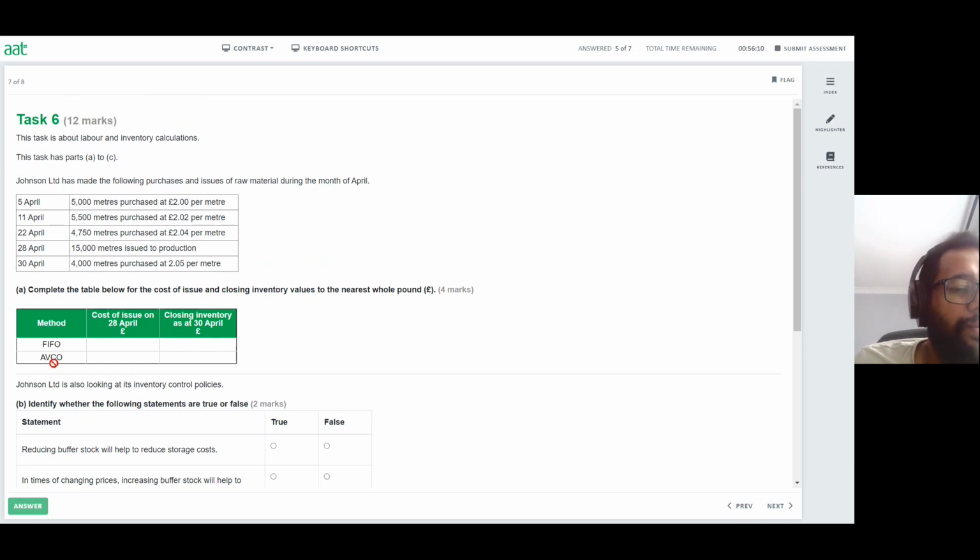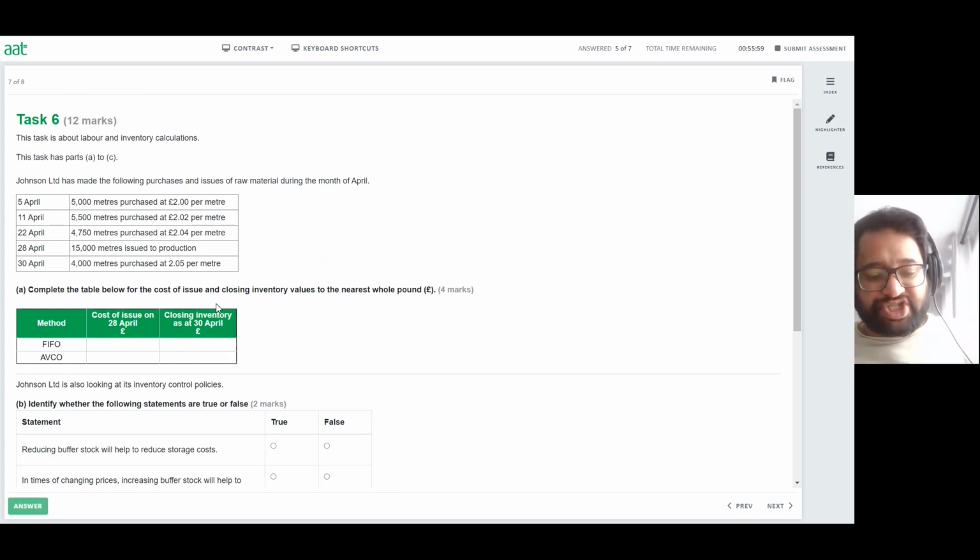We're using FIFO and AVCO. Okay, so we need to find out the cost of issue and then the closing inventory on 30th of April. So let's look into that one. I'm going to bring a good old spreadsheet here to do that in Excel. If you do that in Excel, it's going to be a lot better for you.